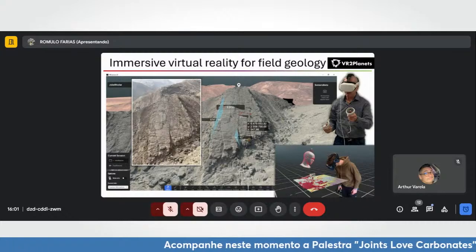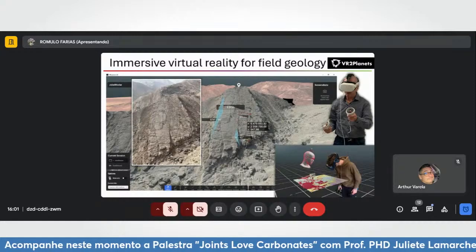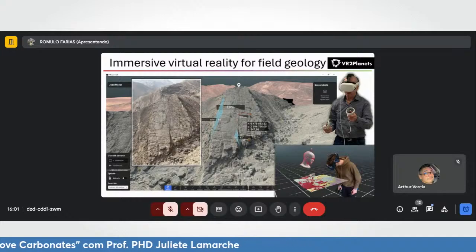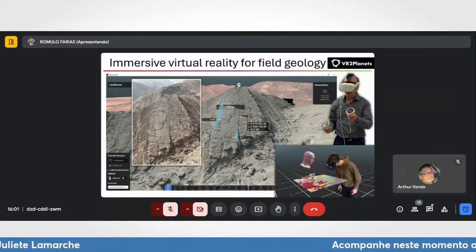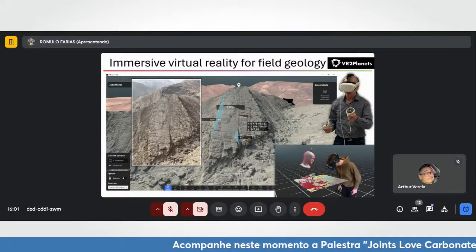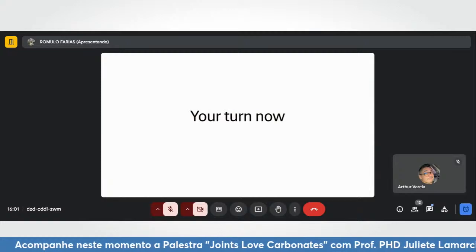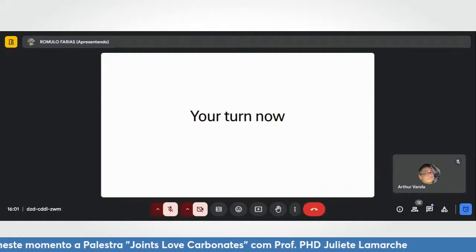So with virtual reality, we can now do structural mapping, and we can also collaborate with other people in the world to create models. And the next step will be to do DFN models directly in virtual reality. And now it's your turn to speak and ask me questions if you have some.